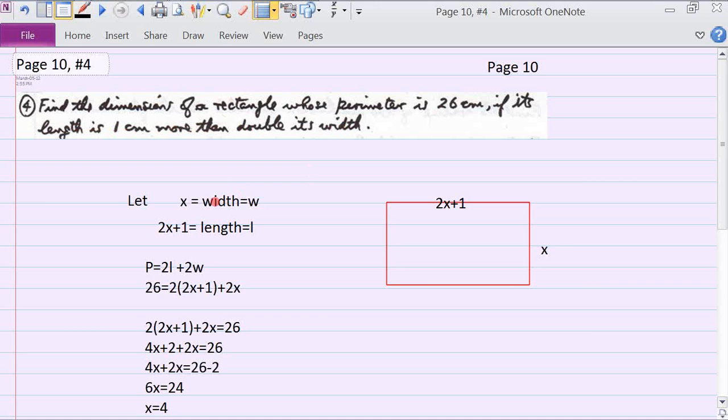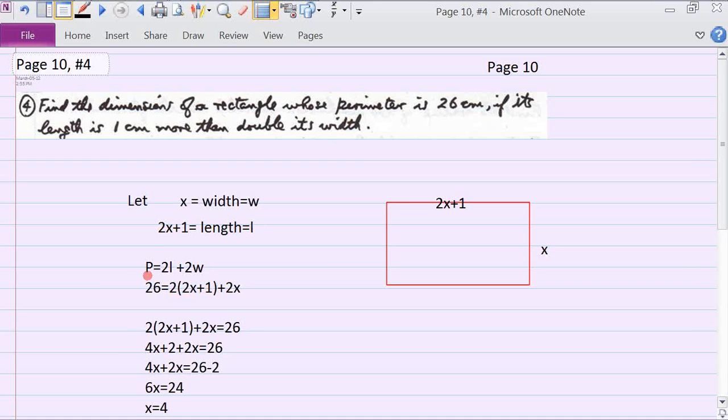So we start with the let statement, and we let x equal the width. We're told that the length is 1 centimeter more than double its width. So we're going to start by just saying let x equal the width. Now the length is double that plus 1. So we start with a simpler one. See, the length is a more complex one. The length is 1 centimeter more than double its width. So we start with the width as x and then define the length.